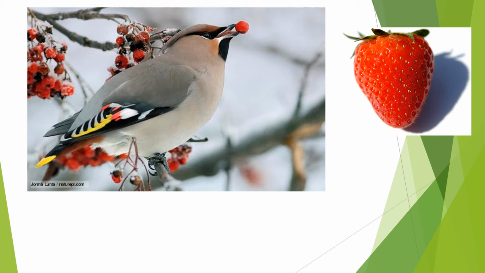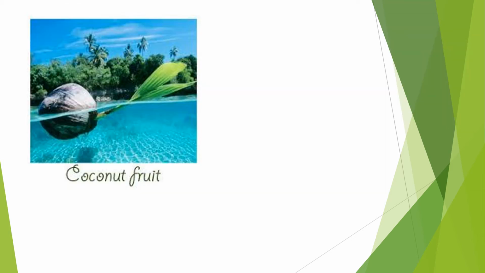So that is one. The second way is floating. Coconuts are actually released into the ocean. They float and they can travel from island to island, floating along.